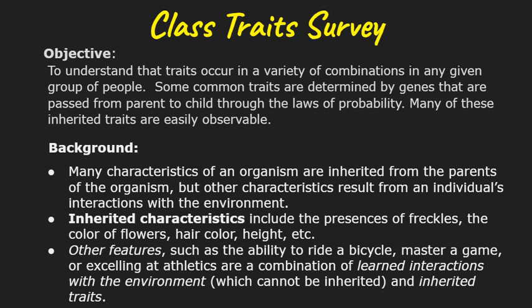Inherited characteristics include the presence of freckles, right? Color of flowers, because it's not just humans we're talking about here, but all organisms. Hair color, height, etc. All those kinds of things would be things that you would inherit from your parents. Other features, such as the ability to ride a bicycle, master a game, or excelling at athletics, are a combination of learned interactions with the environment, which cannot be inherited, and then inherited traits.